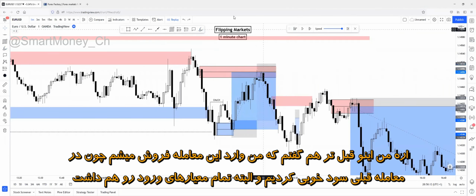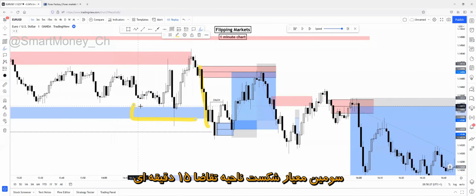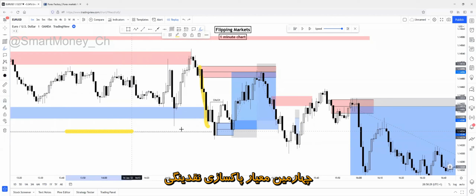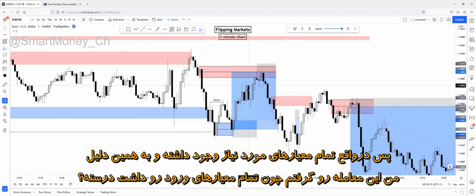I even said that I'm taking this short opportunity because we are already in profit, and the full criteria was fit because here's the first criteria, inefficiency. Here's the second criteria, change of character or break of structure here to the downside. Third criteria, break of the 15-minute demand zone. Fourth criteria, sweep of the liquidity. Fifth criteria, change of character to the upside. Sixth criteria, liquidity creation for the longs. So basically all of the criteria were fit. That's why I was able to take this trade.